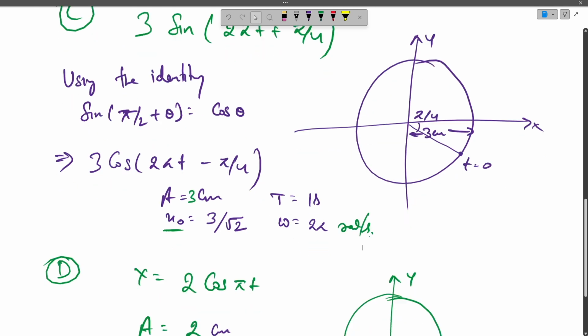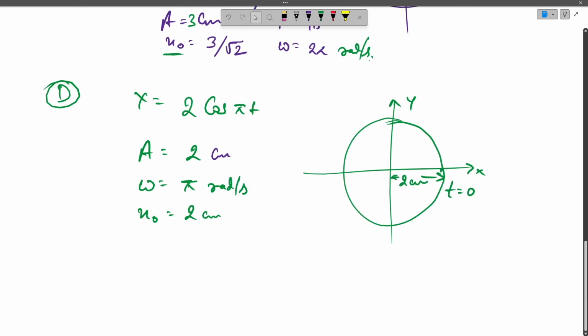Now in the fourth plot we have 2 cos(pi t). So this is a simple curve which represents the initial phase angle as 0, or the particle is at either the maximum position or the minimum position. Since it is positive in its sign, we can say that it is in the maximum amplitude position in the positive direction of the x-axis. So we can say that amplitude is 2 centimeter and omega is pi radians per second, because the coefficient of t is pi, and its initial position is x equals to 2 centimeter, that is the maxima. Thank you.